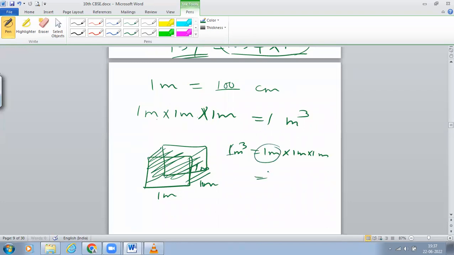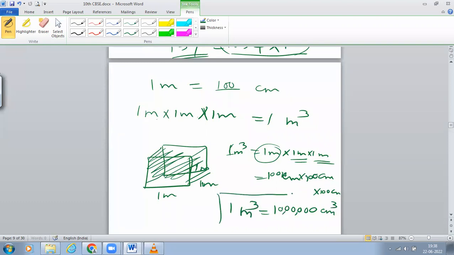Now I can replace this 1 meter by 100 centimeter, and this 1 meter by 100 centimeter, because 1 meter is equal to 100 centimeter. Now we can write it as 100 centimeter into 100 centimeter into 100 centimeter. Now listen, 100 into 100 into 100 means we have to put 6 zeros. 1, 2, 3, 4, 5, 6. That means it is 10 lakh centimeter into centimeter into centimeter. What is the answer? Centimeter cube. Therefore, 1 meter cube is nothing but 10 lakh centimeter cube. Sorry, it is not 1 lakh, it is 10 lakh.